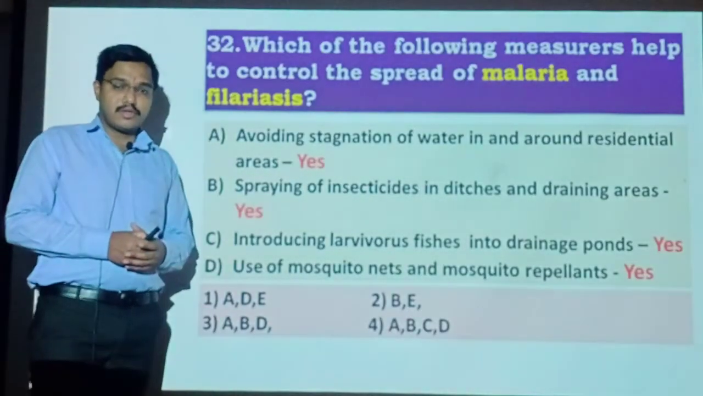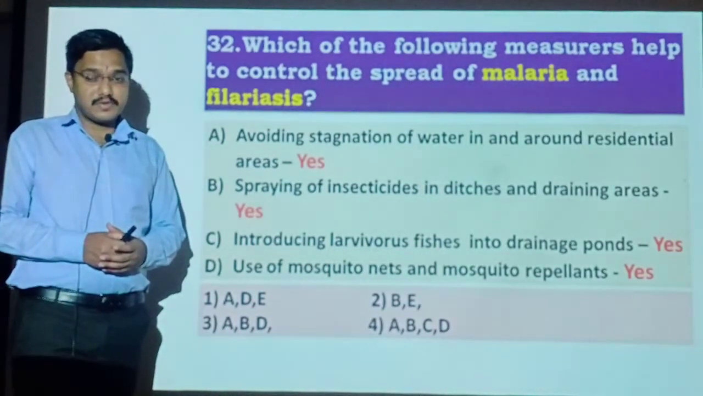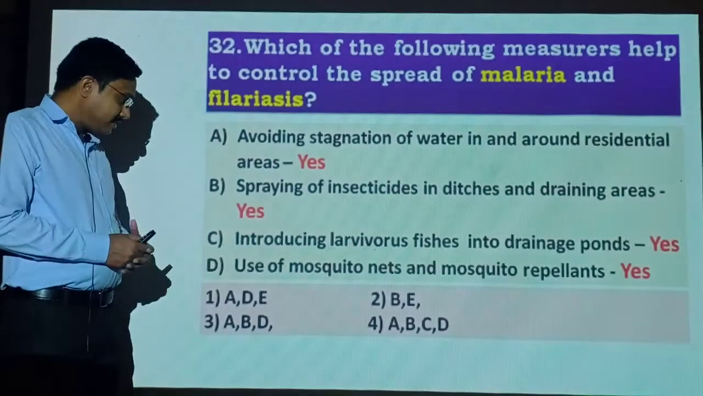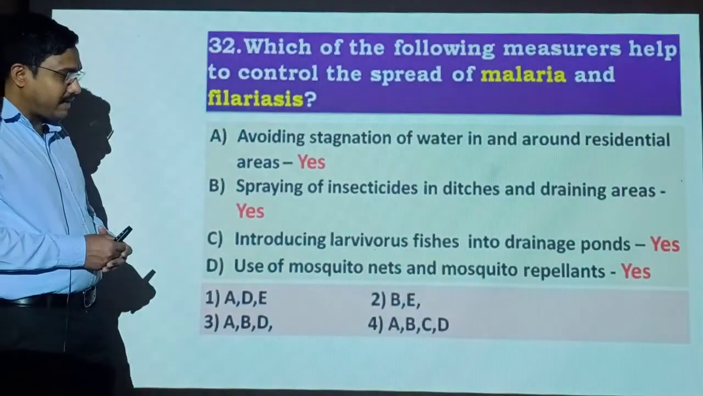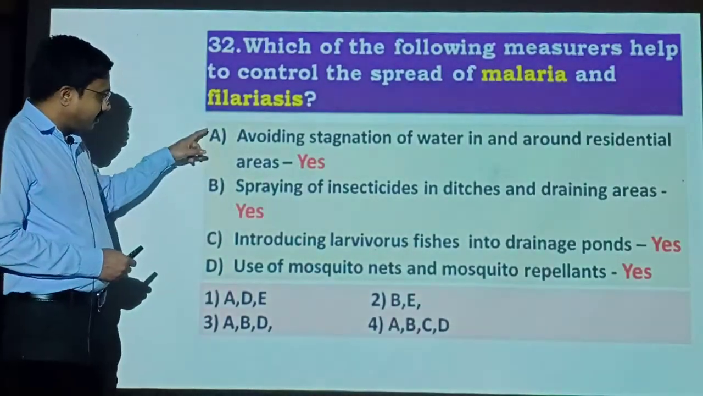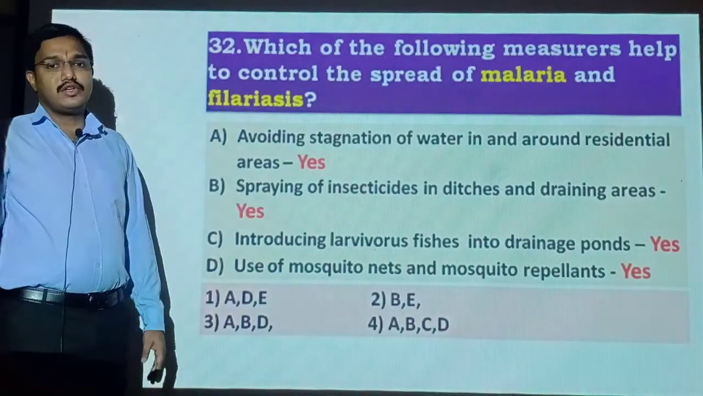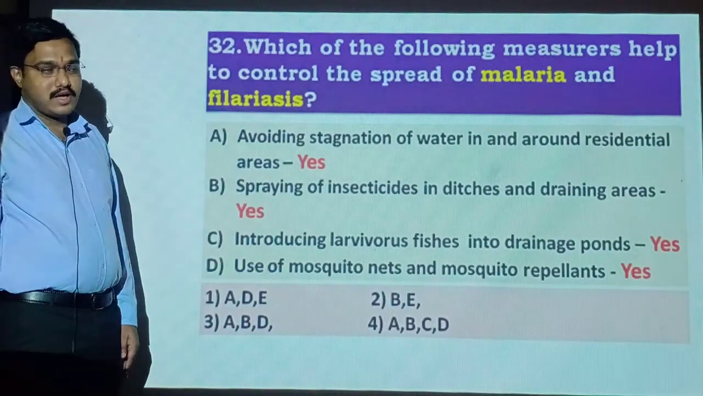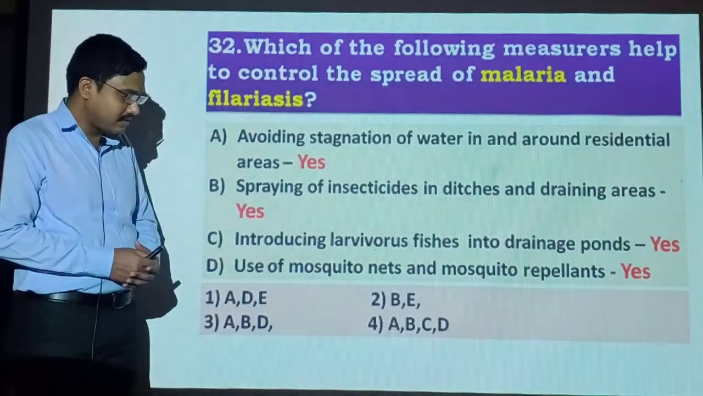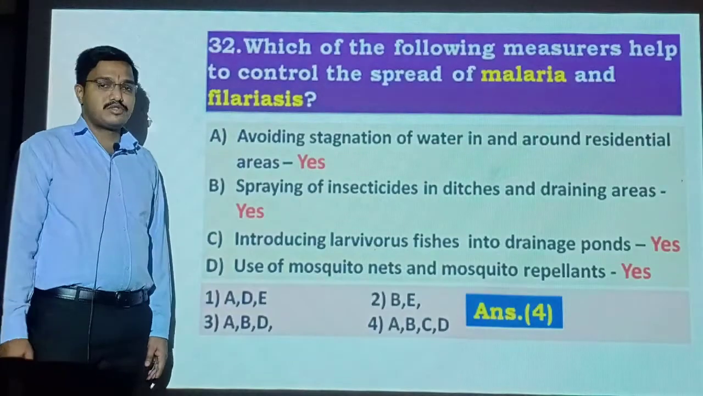Larvivorous fishes, do you know the name of the fish which eats the larva of the mosquito? That is Gambusia. Yes. Fourth one is use of mosquito nets and mosquito repellents. Yes, that is also correct. Dear student, now you see here A, B, C, D, all are the measures used to control the mosquito, right? Therefore, these are the measures used to control malaria and filariasis. Now you see the fourth option, A, B, C, D. Therefore, the right answer is option 4.